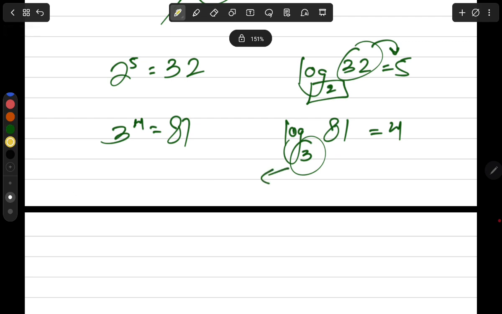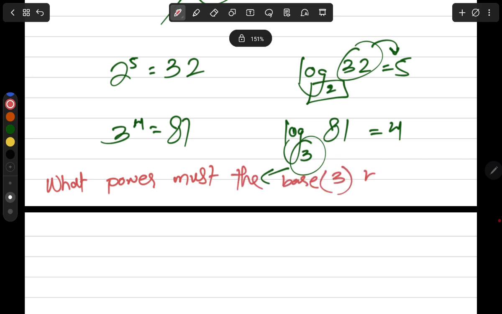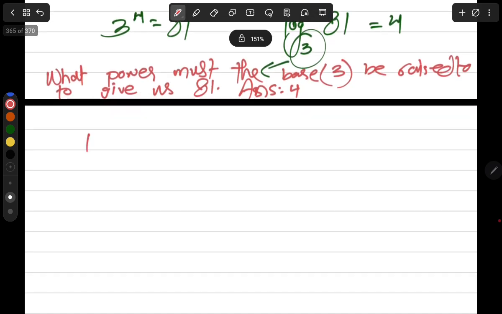What am I saying is, maybe my pronunciation is not clear and you can't understand that. I'm saying, what power must the base, in our case 3, be raised to give us 81? And the answer is 4. Okay, now if I write down 10 to the power 2 is equal to 100, you can tell me that in the inverse form, or the logarithmic form, it is log 100 to the base 10 is equal to 2.